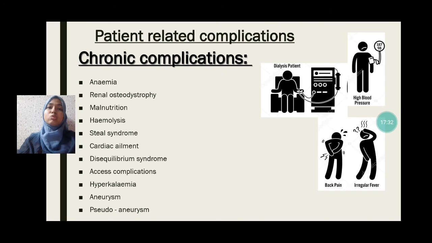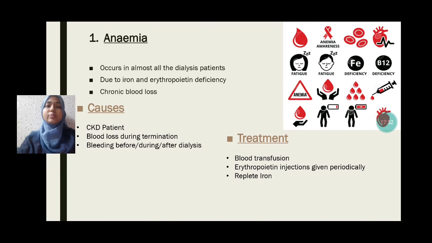Next, we are moving on to the chronic complications. What are our chronic complications? Anemia, renal dystrophies, osteodystrophies, malnutrition, hemolysis, Steele syndrome, cardiac ailment, dialysis disequilibrium syndrome, accessory circulation, hyperkalemia, aneurysm, pseudoaneurysm.